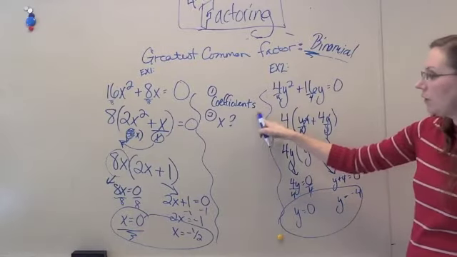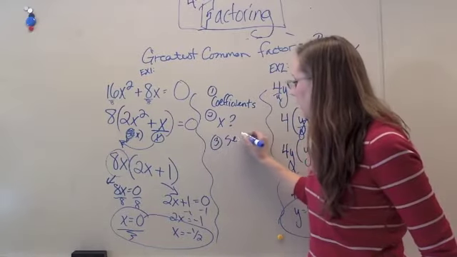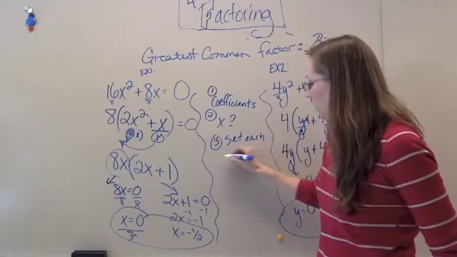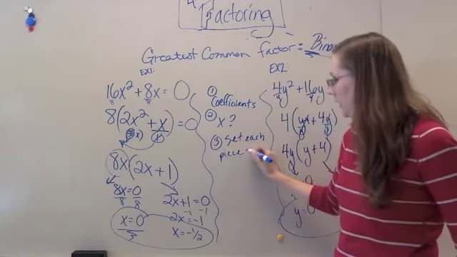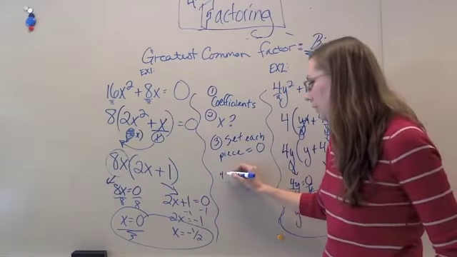So after I've checked my coefficients, I've factored out a letter if possible, I'm going to set each piece equal to 0. And my last step obviously is going to be solve.